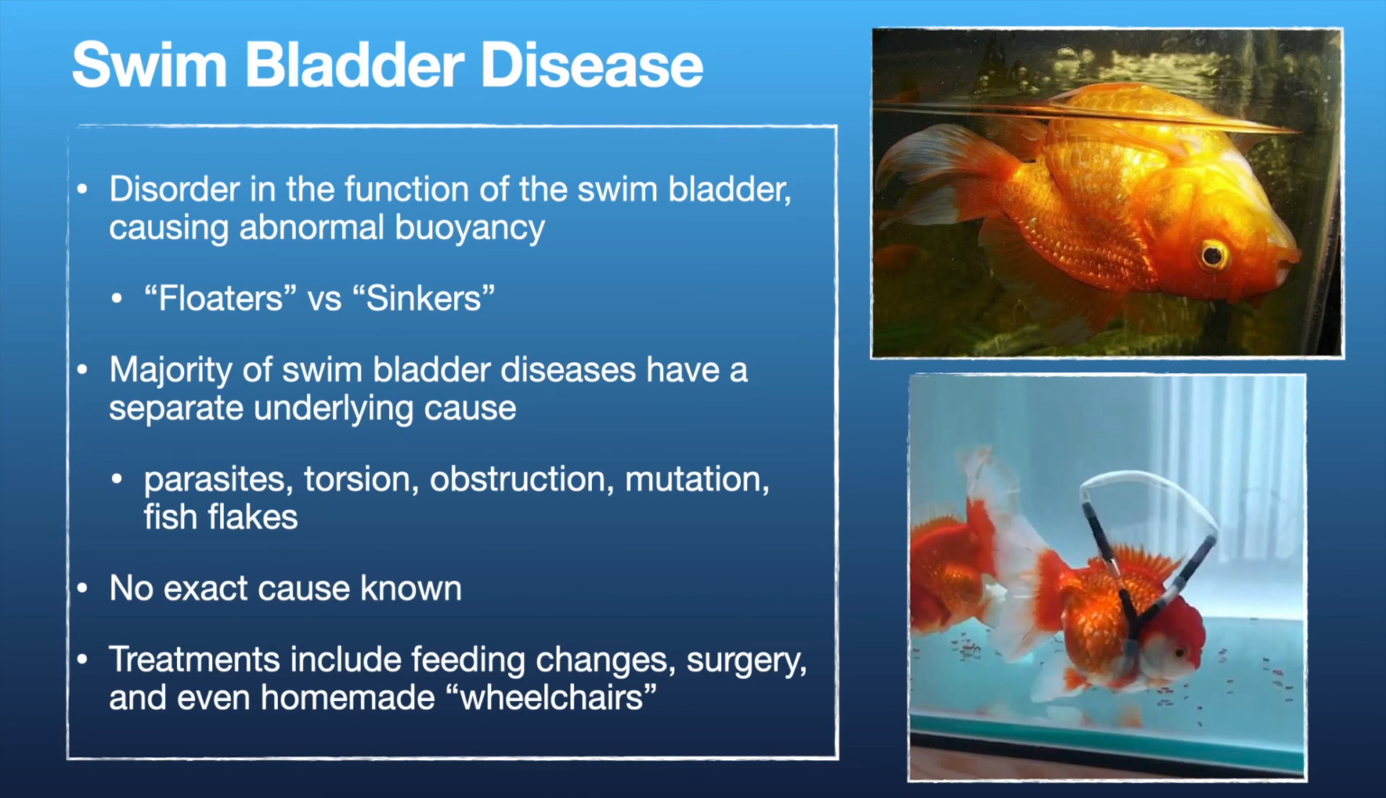There's no one treatment for swim bladder disease, but treatments may include feeding changes, sometimes surgery, maybe to correct torsion, an obstruction, or fix a physical mutation. Or some people have even made homemade fish wheelchairs that assist fish in giving them increased buoyancy to allow them to float a little better.